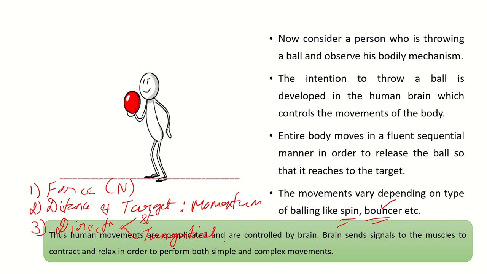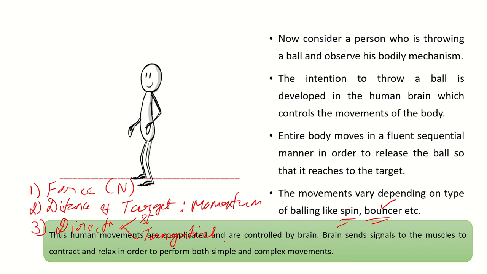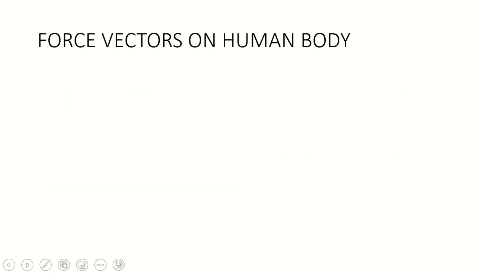Human movements are complicated and are controlled by the brain. The brain sends signals to the muscles to contract and relax in order to perform both simple and complex movements. This is another chapter. We'll discuss it in the next video.